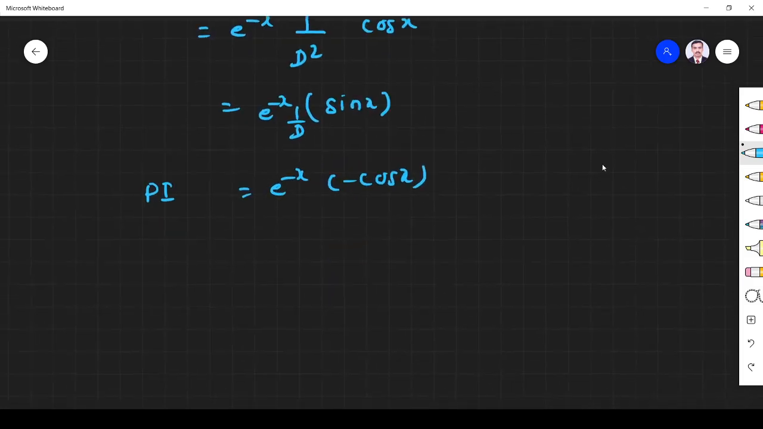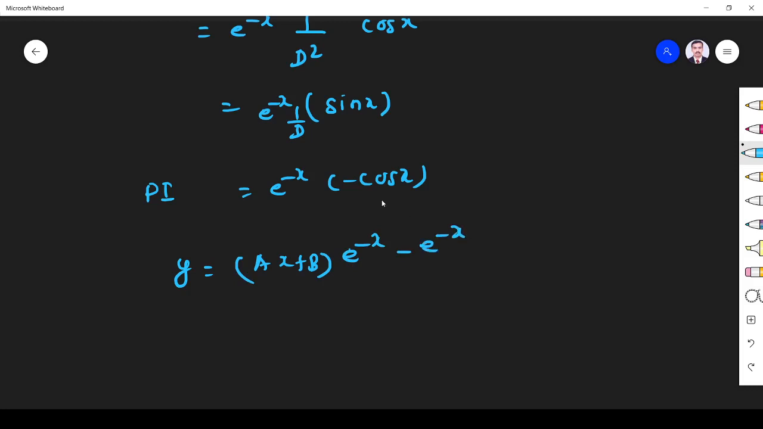So what is my y? My y is equal to CF plus PI. So (ax plus b) into e^(minus x) minus e^(minus x) cos x. So this is also one of the simplest problems. I hope you understand how to solve type 4 integration.